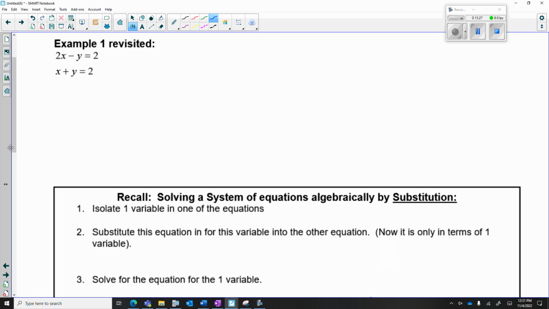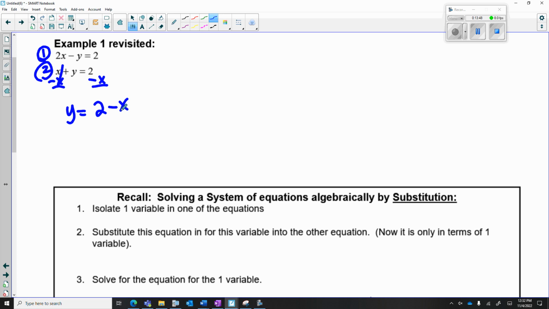I would recommend going to the easier equation of the two and trying to solve for one of the variables. So I'll call this equation 1 and equation 2. Maybe I want to solve for y in equation 2. So I'll subtract x, and I'll get y equals 2 minus x. So I just did step 1. I isolated one of the variables.